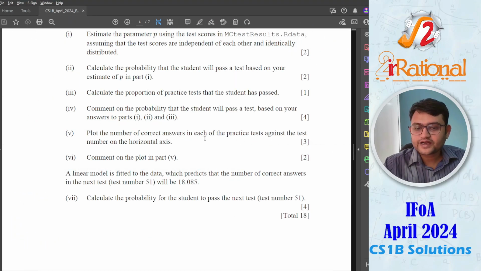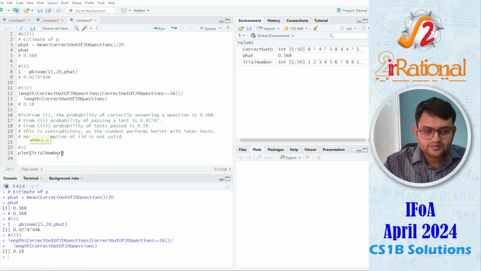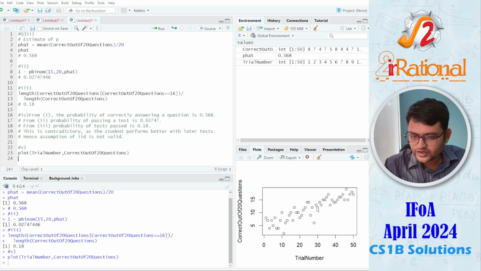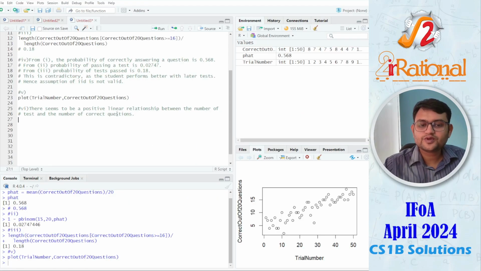Plot the number of correct answers in each of the practice tests against the test number on the horizontal axis. We'll plot trial numbers as x values and correct out of 20 questions as y values. So clearly you can see we have a positive linear relationship. Comment on the plot in part 5: there seems to be a positive linear relationship between the number of tests and the number of correct questions.